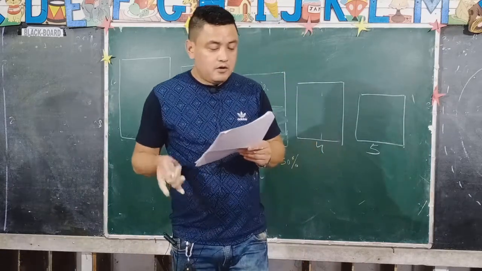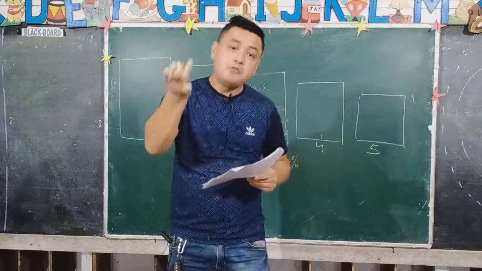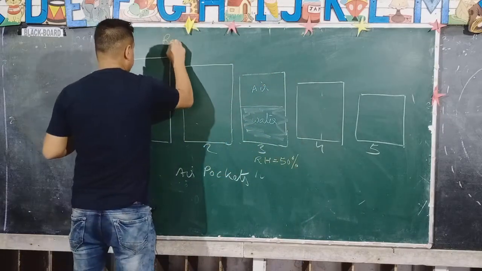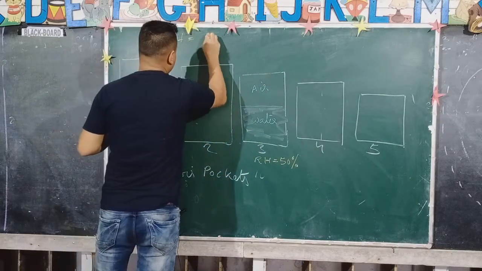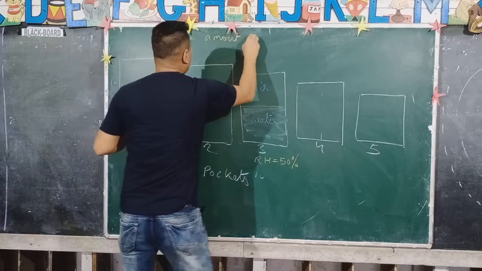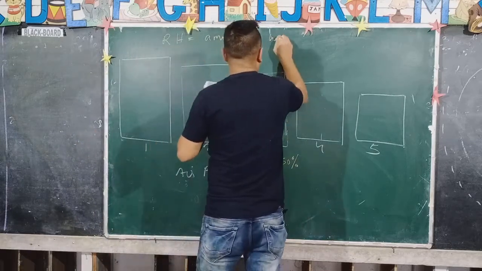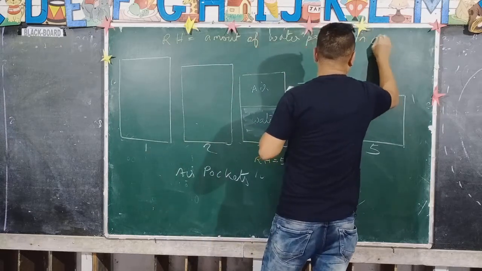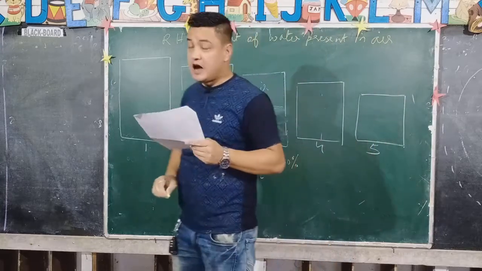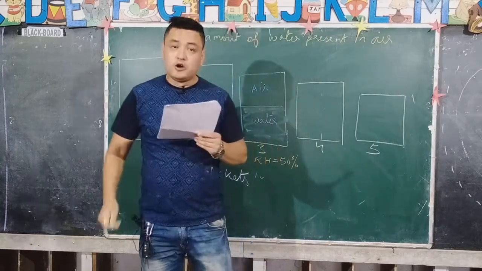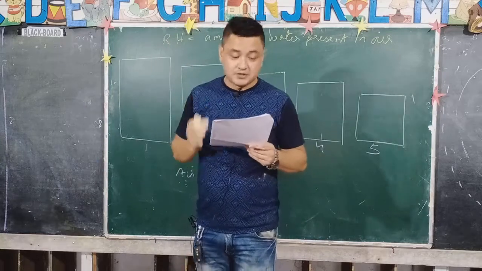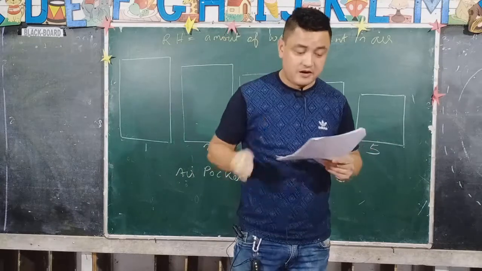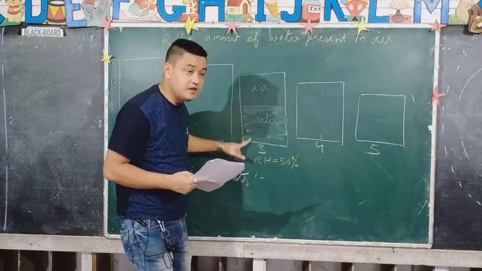The way we can measure the amount of water in the air is known as relative humidity. Relative humidity means the amount of water present in air. RH means relative humidity. The word relative means compared to. So relative humidity means how much water is in the air.